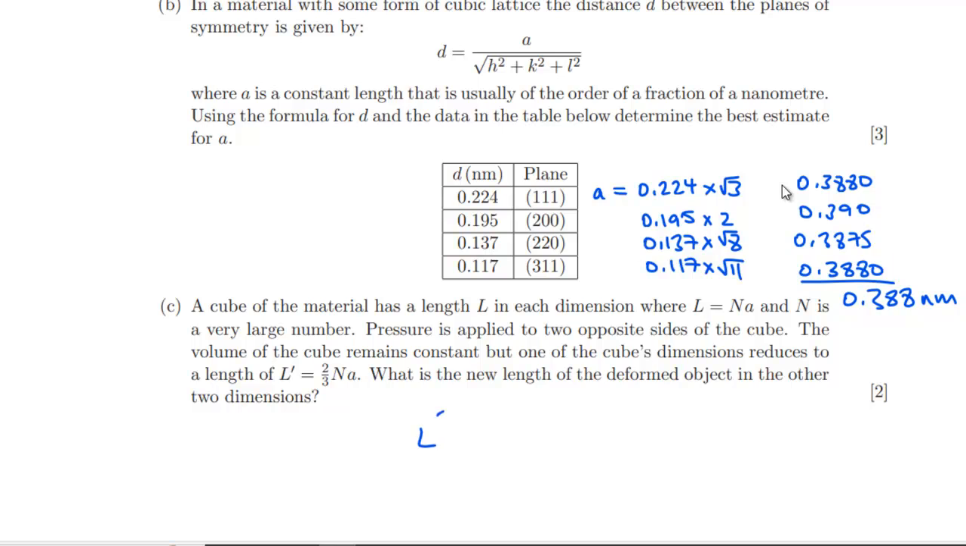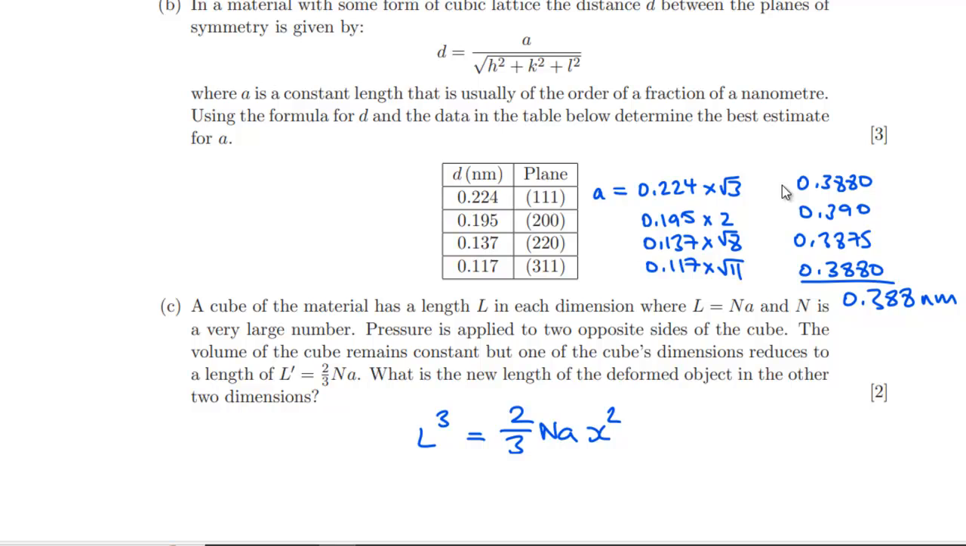Right, so we've started with L cubed. And we've gone to, what have we gone through? We've gone for 2/3 NA times x squared when we want to know what x is. I think that's right, isn't it? And L is NA.